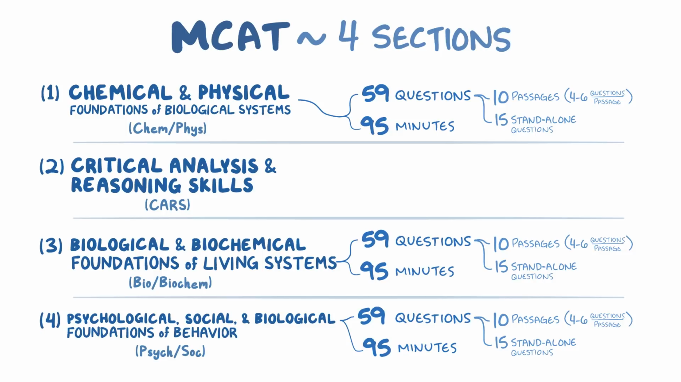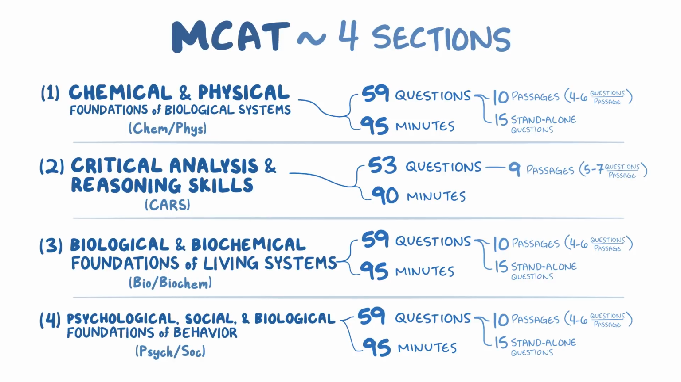In the second section, the Critical Analysis and Reasoning Skills section, or CARS section, there are 53 questions that you have to answer in 90 minutes. This section has 9 passages, with 5 to 7 questions per passage. In total, the exam lasts about 7.5 hours, if you include time for breaks. So let's go section by section.